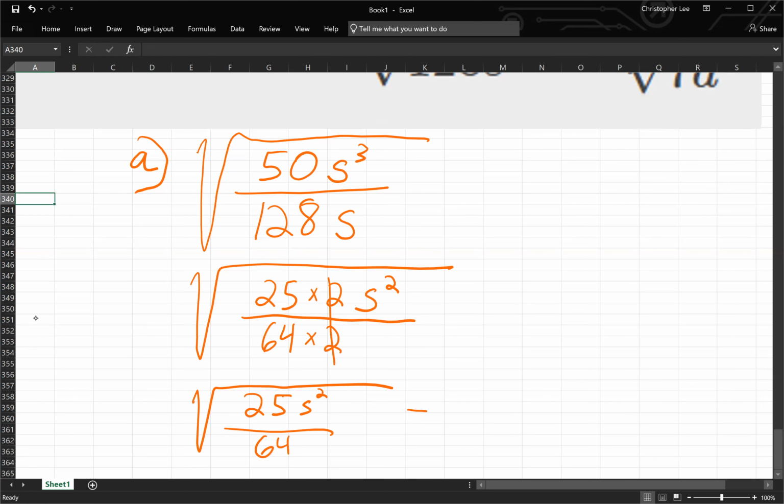And look at those. Aren't those all perfect squares? So let's do them individually. We have square root 25s squared over square root 64. Help me out. 25s squared, what's that? 5 what? 5s, right? Over what? 8. That's it. Done.